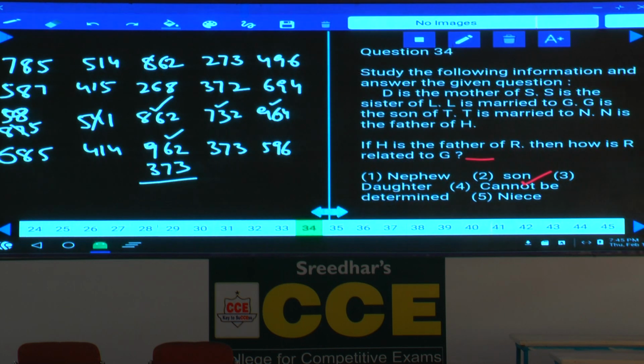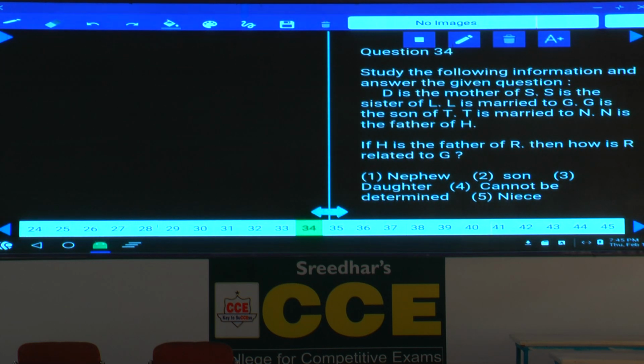Then question number 34 onwards. Now in this question number 34 to 36, these three questions are based on blood relations. D is the mother of S. Tell me how to represent this one. D is the mother of S can be written like this. And S is the sister of L.